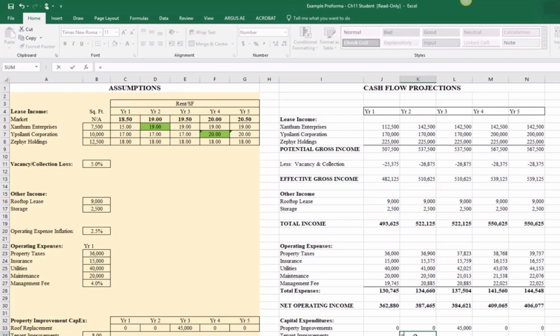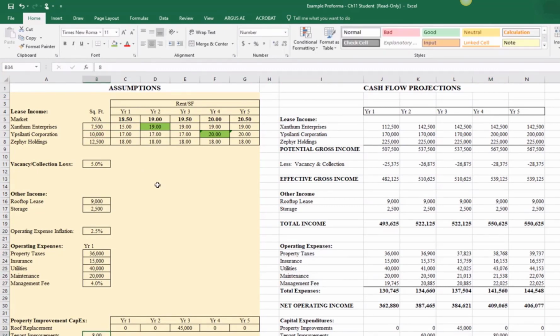So here's what I'm going to do. I'm going to refer to the dollars per square foot of 8. I'm going to multiply that times the square feet for Xantham, which is 7,500. And that's it. $60,000 in that year. And then in year 4, we're going to have a similar type of calculation where we multiply $8 a square foot times the square feet for Ypsilanti, which is 10,000 square feet. So I've got $80,000 that year.